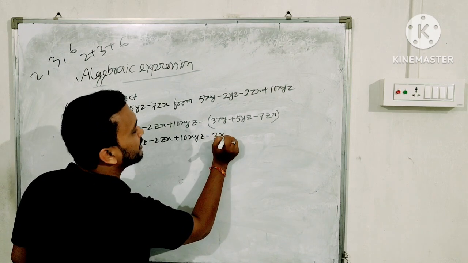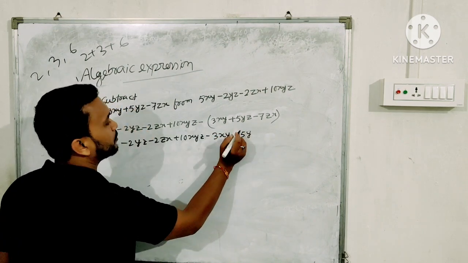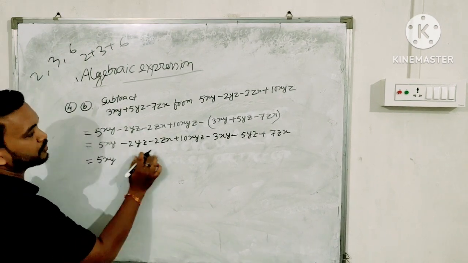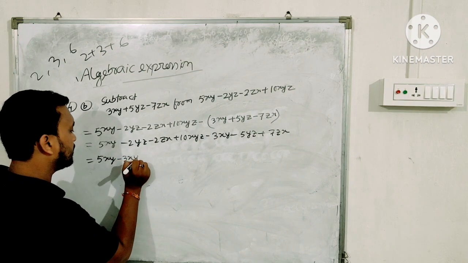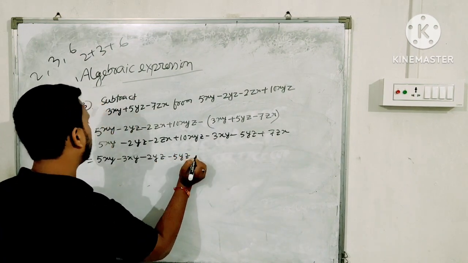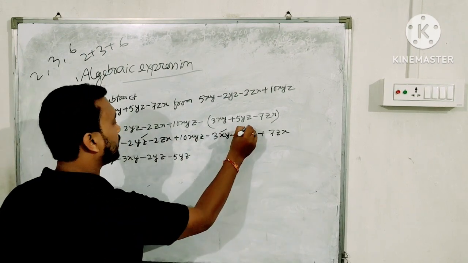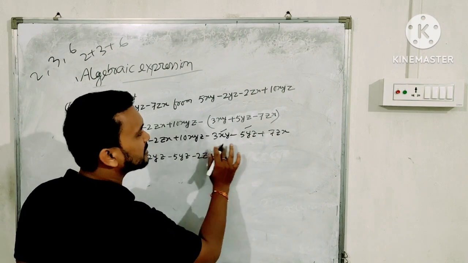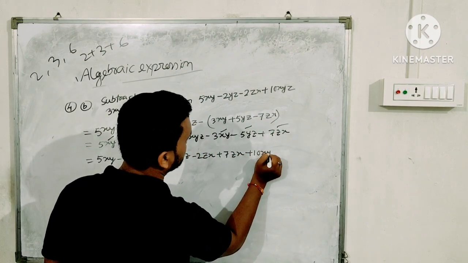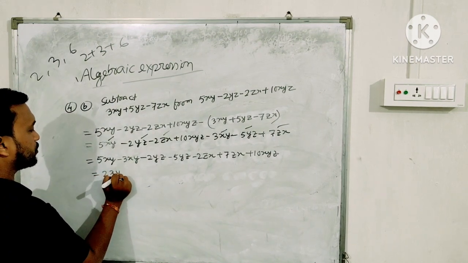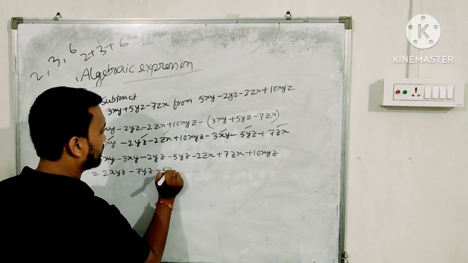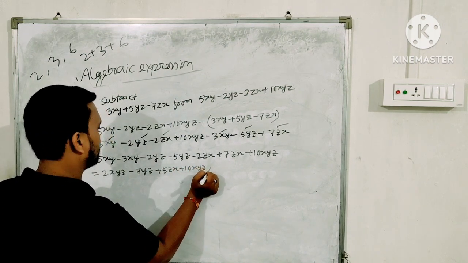Minus sign there, so the signs will change: plus to minus, minus to plus. 5xy, find the like term, minus 3xy. Next, 2yz, like term yz, into minus 5yz. 2zx plus 7zx. The other one is 10xyz. 5 minus 3 is 2xyz. This is 7yz, then this will be 5zx, 10xyz.